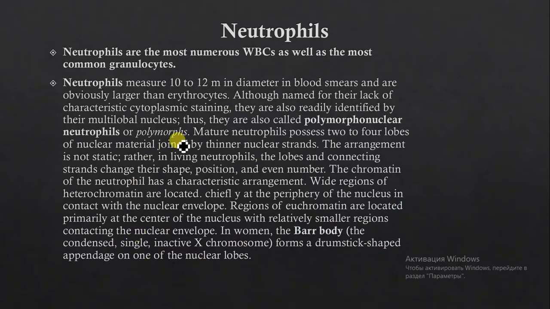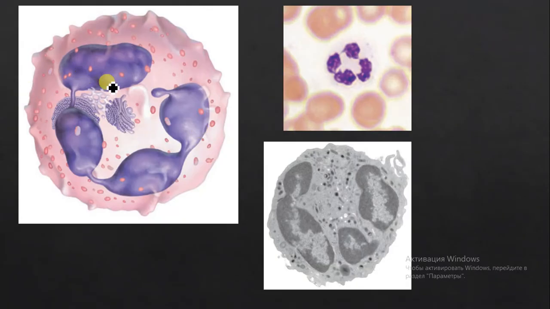Let's talk about neutrophils. Take a look. Neutrophils have a specific shape. This is a real image in microscopic view. This is an image under the electron microscope, and this is a cartoon-like diagram. So, what's the first thing which pointed our attention here?